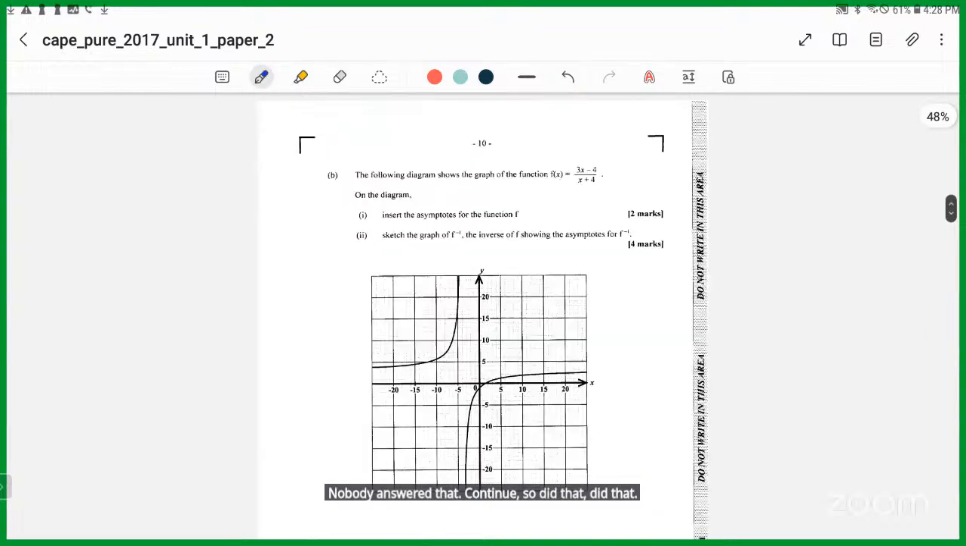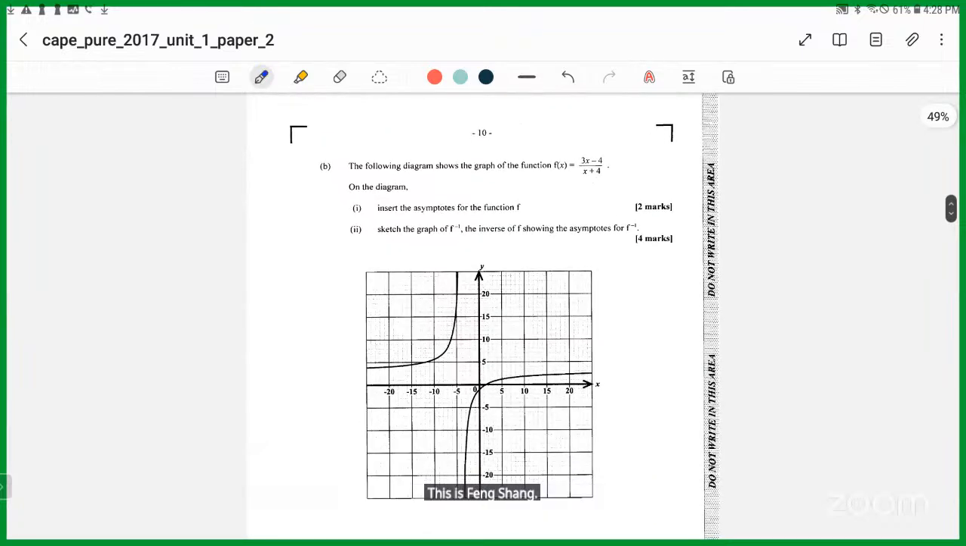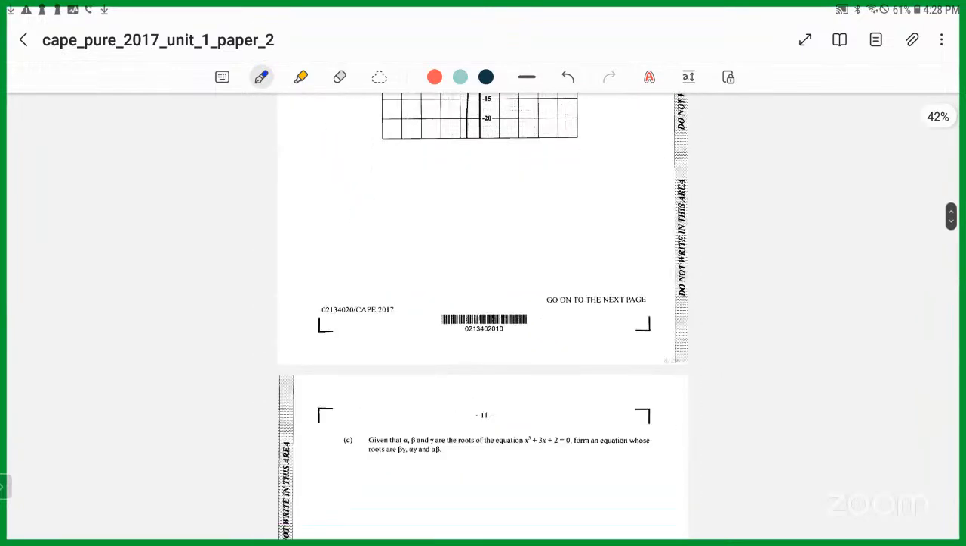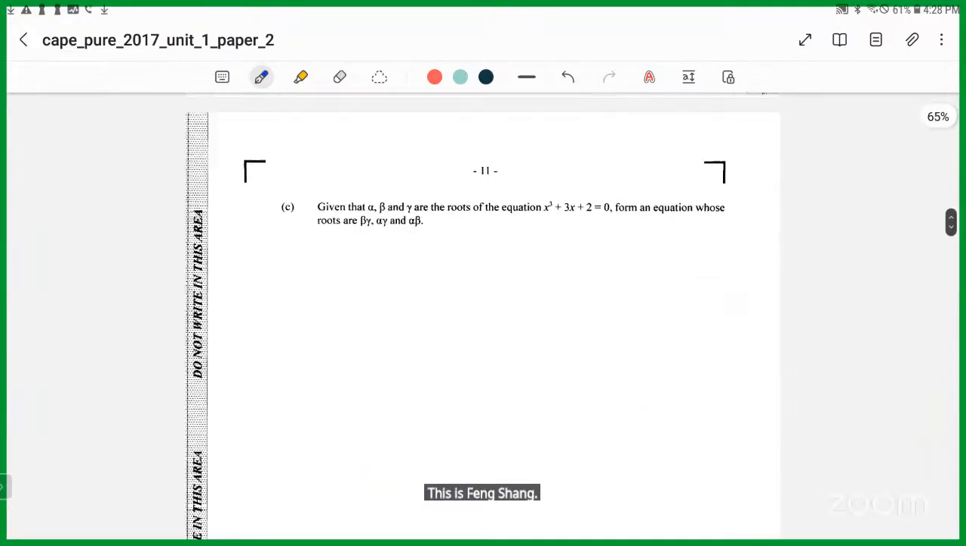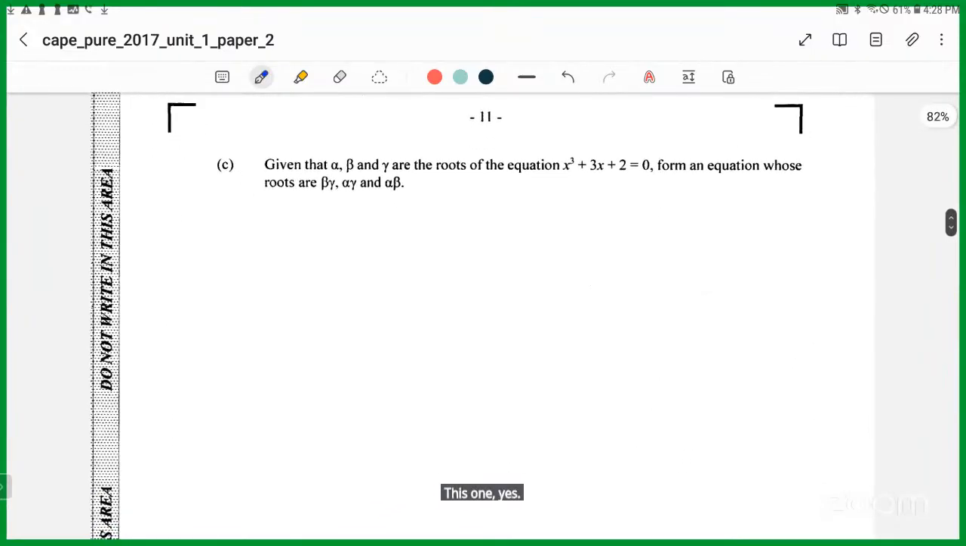So we did that. This is functions and curve sketching. We're not going to do this yet. We don't do this topic yet. But this one, yes, you should be able to do this one.